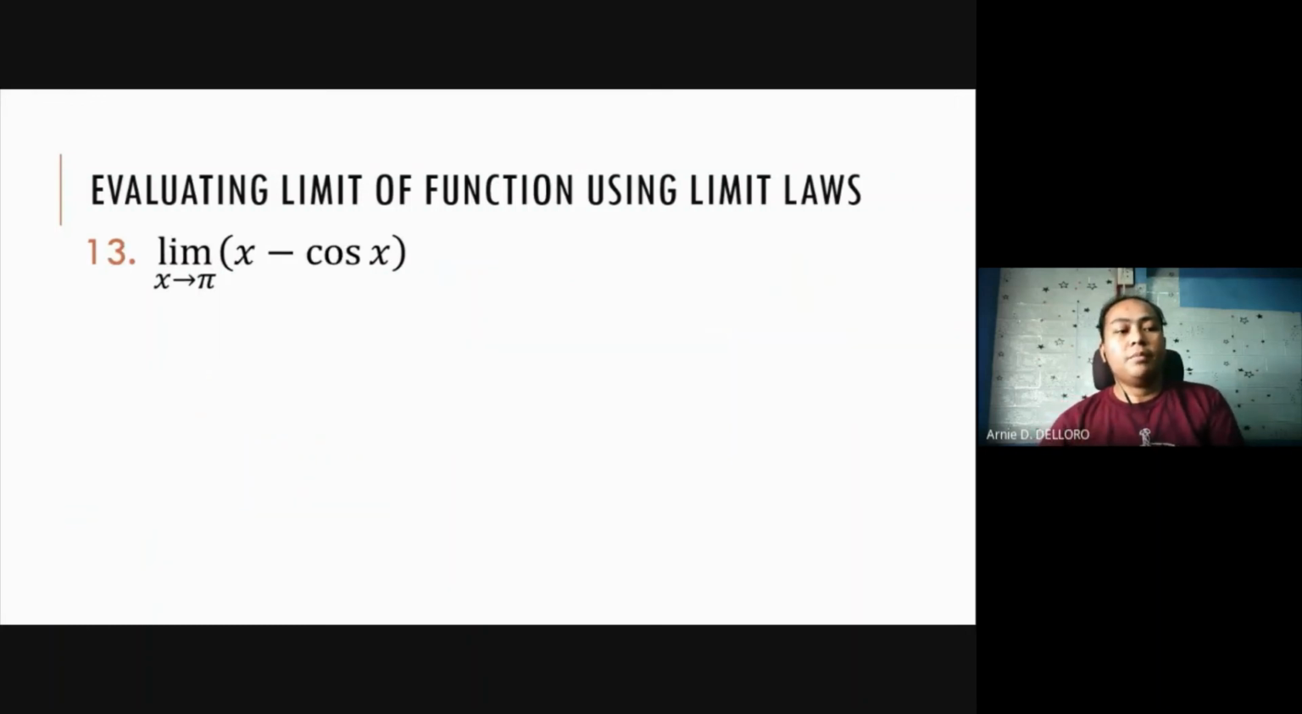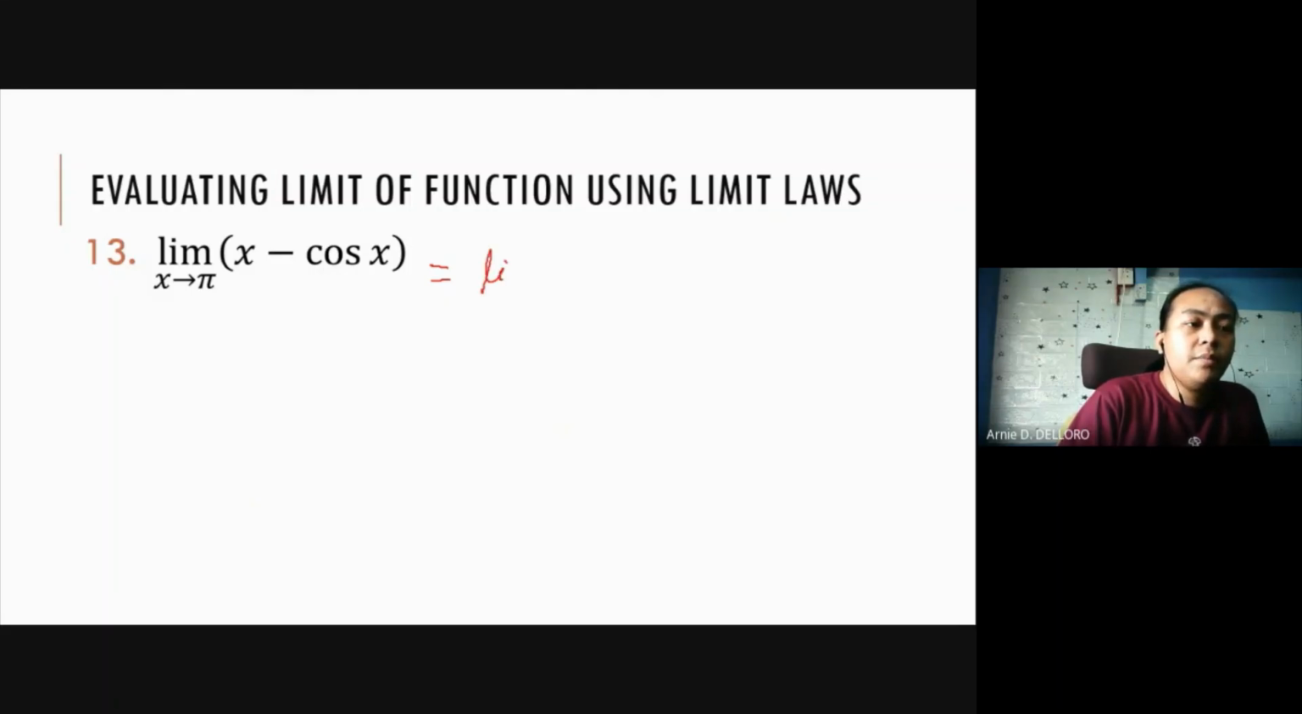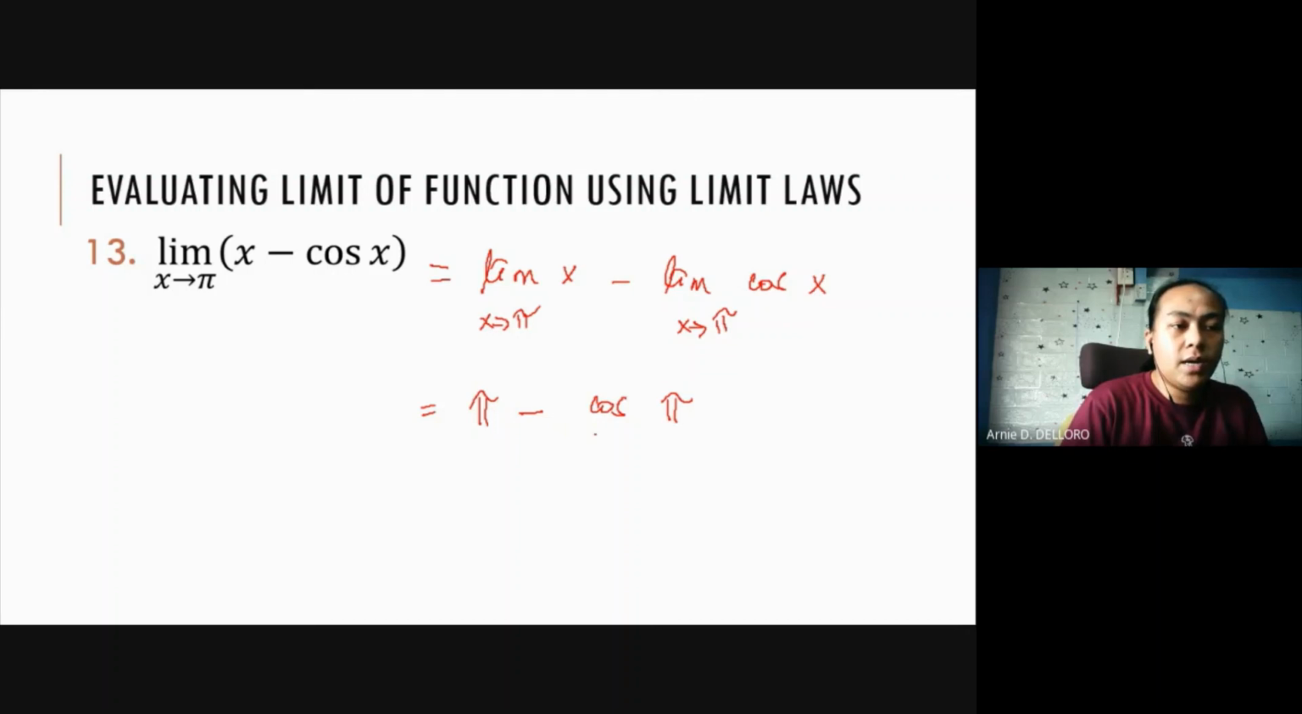Sige, let's have number 14. So we have the limit of x minus cosine x as x approaches pi. Okay? So we have the limit of x as x approaches pi minus the limit of cosine x as x approaches pi. Yes, substitute natin. So this is pi minus cosine pi. O, ito na lang yung hahanapin natin.